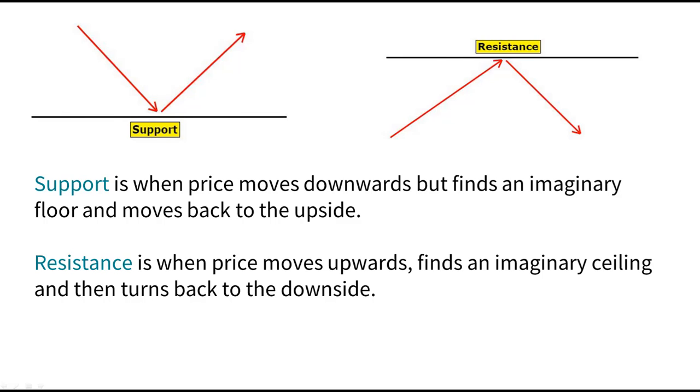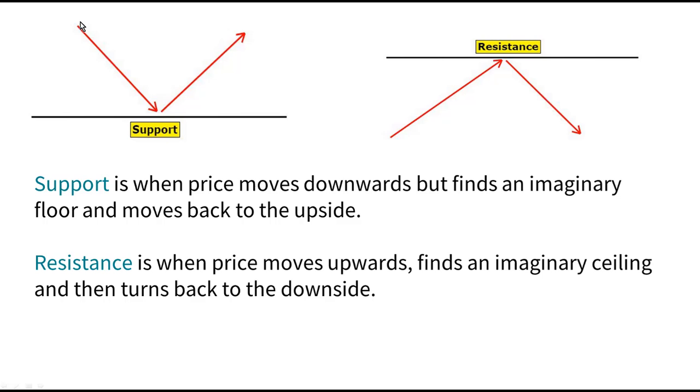Well, you can think of support as an imaginary floor. Okay, price is moving from the upside to the downside, and price is moving downwards, finds this kind of imaginary floor and bounces and moves back to the upside. Whereas resistance is when price is moving upwards, finds an imaginary ceiling, turns back and moves to the downside.